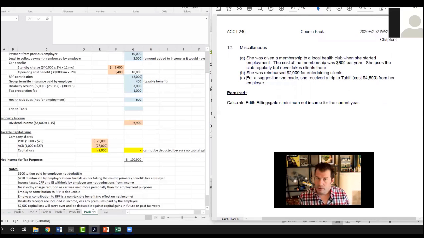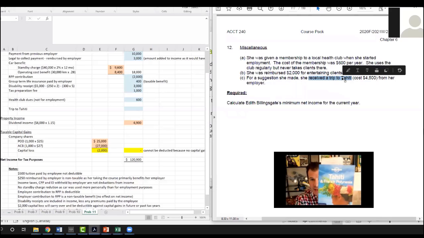And then the final item here is for a suggestion she made. What's the suggestion? Dear employer, I suggest you go straight to hell. No, she probably made a great suggestion about how they could improve the workplace. Cool. Then the employer was like, hey, thanks a lot. You get a trip to Tahiti. Oh man, wow, thanks a lot. I definitely want to go. And so Edith is like, sweet, I'm going to Tahiti.